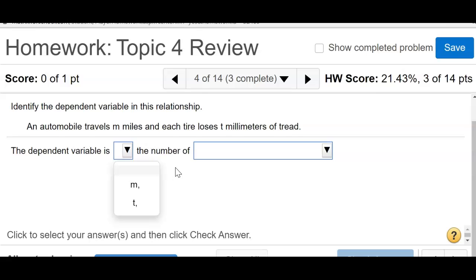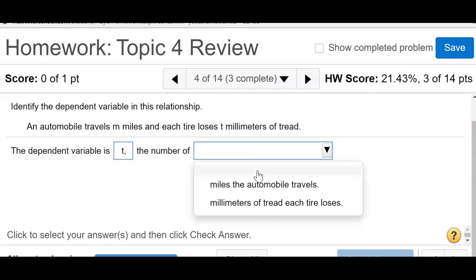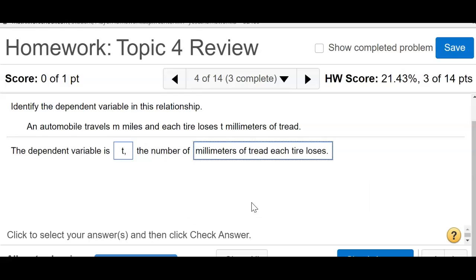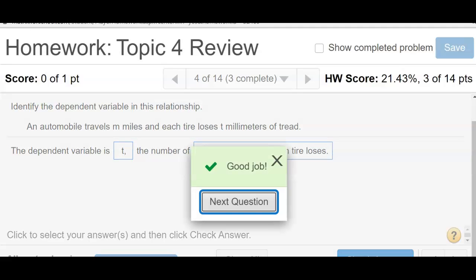All right, the dependent variable is the result. It's what comes second. Okay, so what is the dependent variable here? Alex? T, which is the number of millimeters of thread each tire loses. A quiet drum roll, please. Hey, that is correct. All right, let's talk that through since we had about a mix.